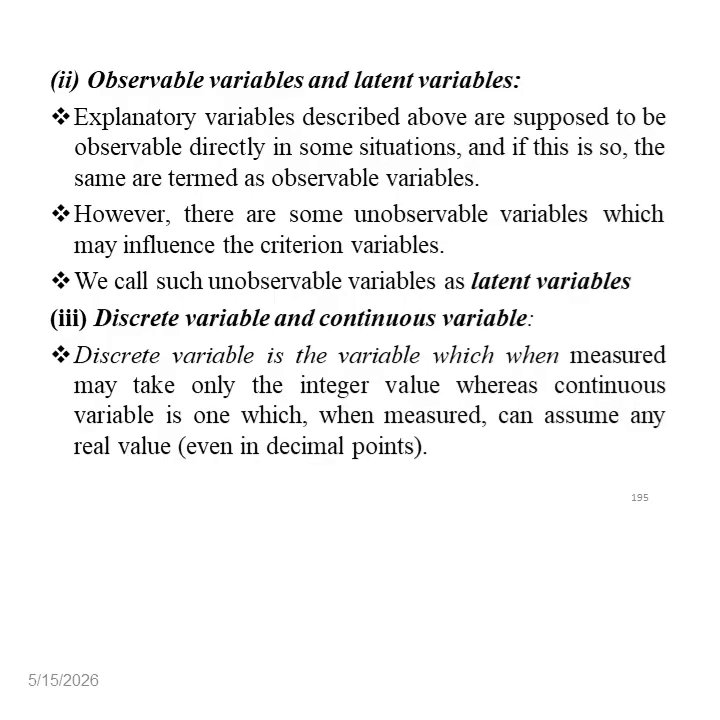A discrete variable is a variable which, when measured, may take only integer values, whereas a continuous variable is one which, when measured, can assume any real value, even with decimal points. Everything is taken into account in continuous. In discrete, you can take only the full, observable values. We will see which one is a discrete variable and which one is a continuous variable.